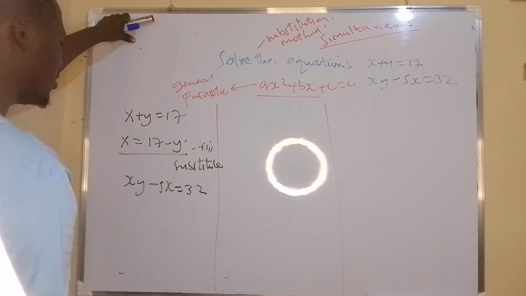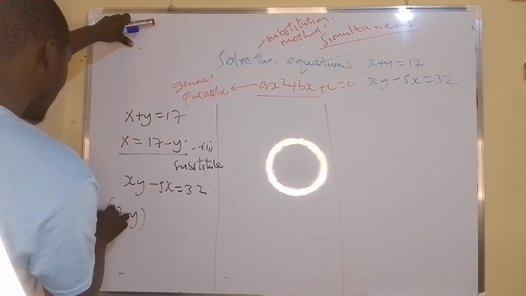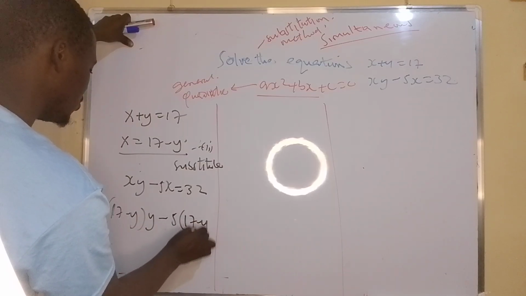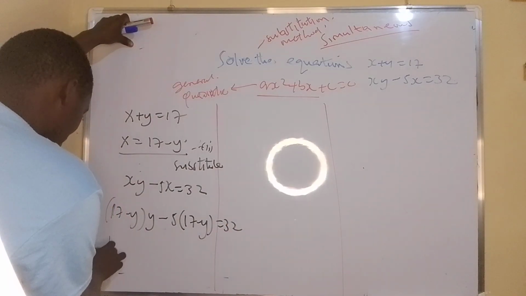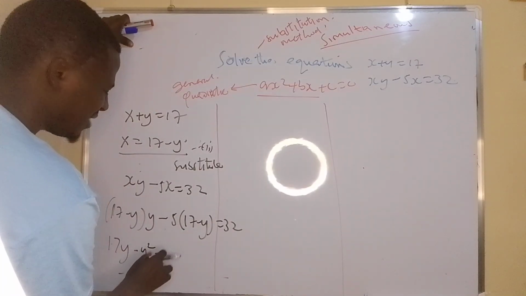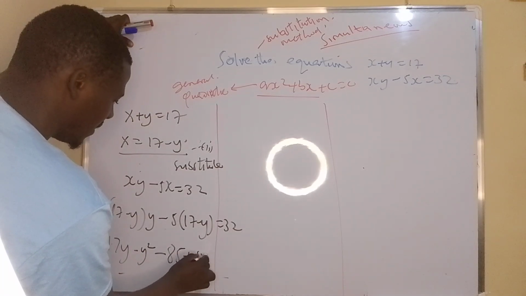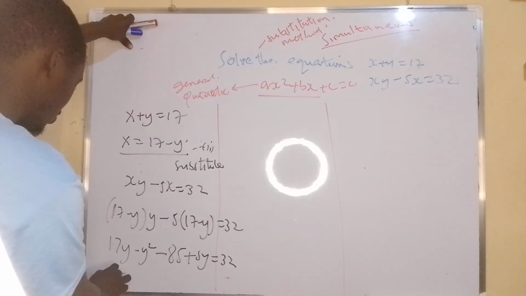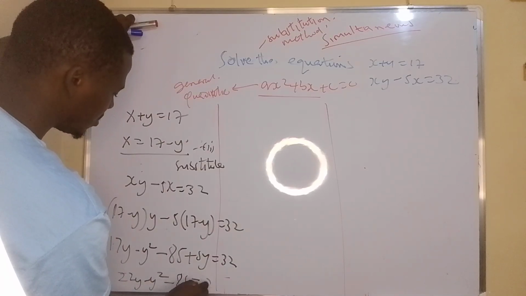is equal to 32. Wherever there is x, put this value of x. So it will be 17 minus y, that is x now, times y, minus 5 times x, and x is 17 minus y, is equal to 32. Open the brackets here. It will be 17 times y is 17y, minus y times y is y squared, minus 5 times 17 is 85, minus 5 times minus y is positive 5y, is equal to 32. Continue combining like terms: 17y plus 5y is 22y, minus y squared, minus 85 is equal to 32.